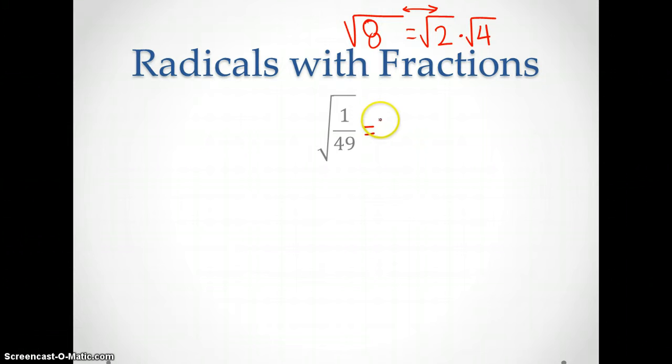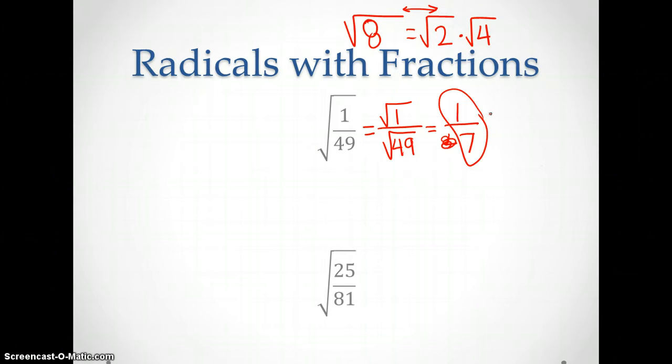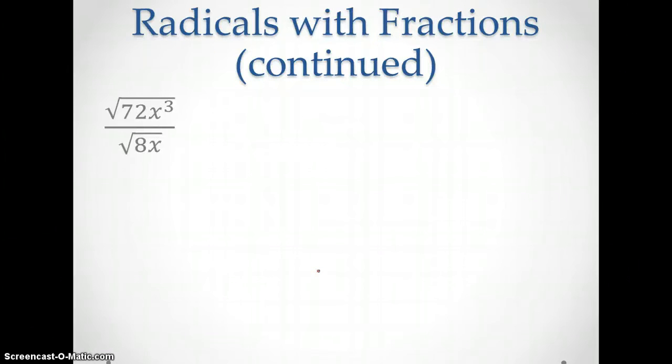The same kind of rule applies for division. You can actually break a big square root of 1 over 49, a fraction, into 2 separate square roots. Make it into a much easier problem. So square root of 1 is 1, and square root of 49 is 7. So 1/7 would be your answer. So go ahead and try that one just to practice that same rule. Radicals with fractions work the same way, but sometimes you might get a little bit more complicated.